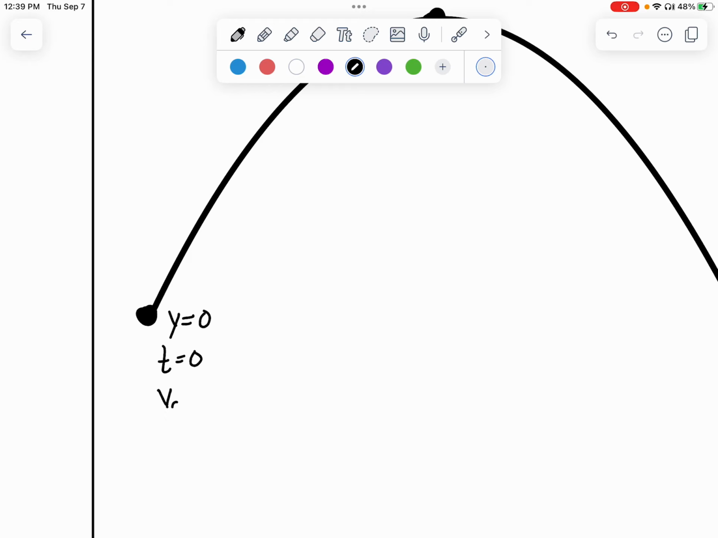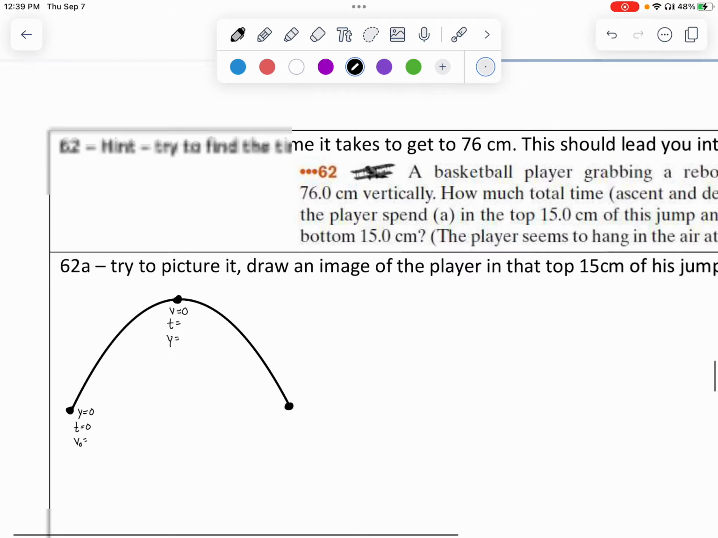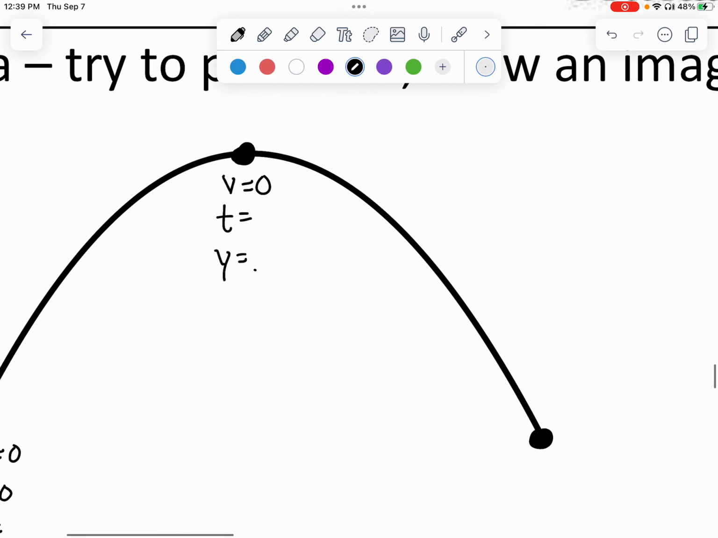I have no idea what his initial velocity is. I know way up here that v is 0, because he was positive going negative, so he had to hit 0. I do not know the time. We did discuss in class that this y value is 76 centimeters, so 0.76.